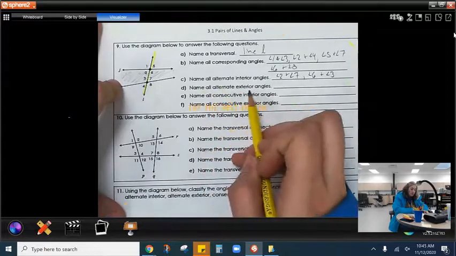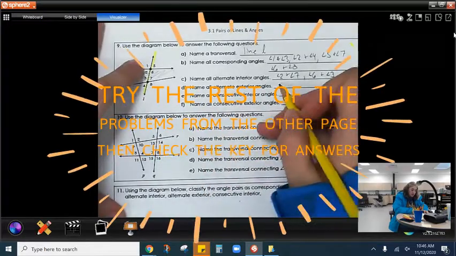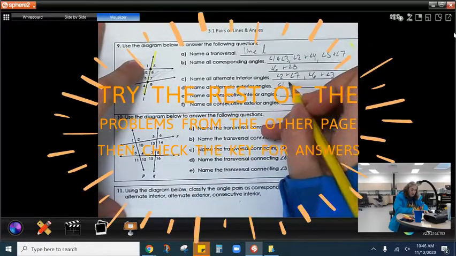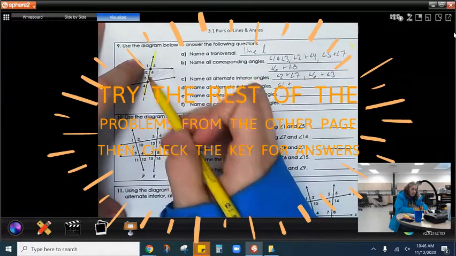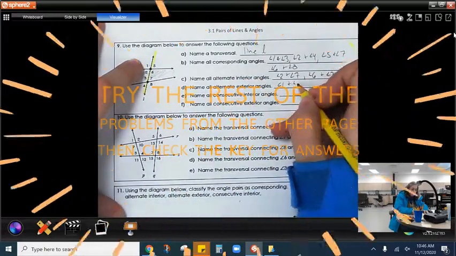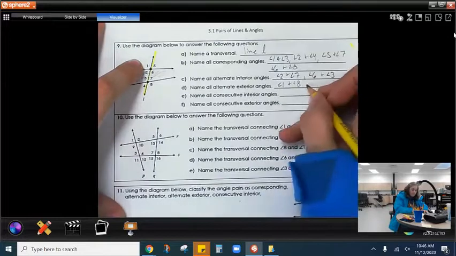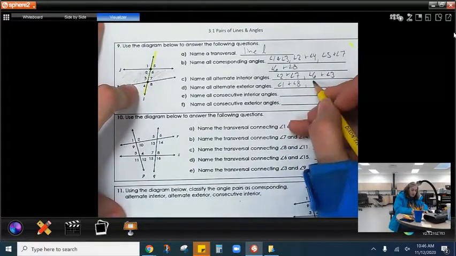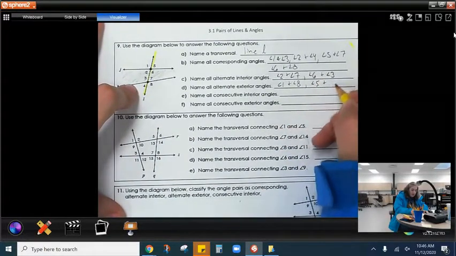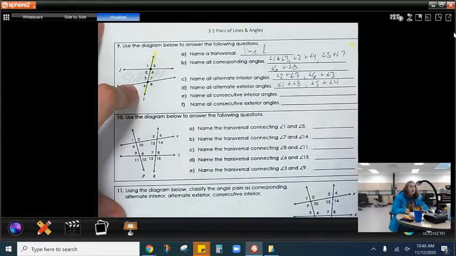The next one, alternate exterior angles. Let's just start with angle 1 because it's exterior. It's alternate exterior to angle 8. All right. And then for our next one, let's go with angle 5. It is alternate exterior to angle 4.